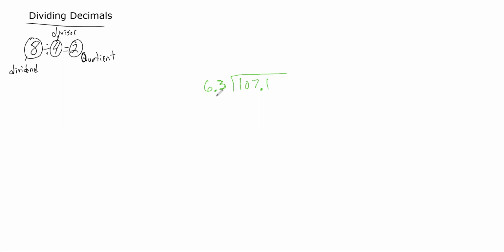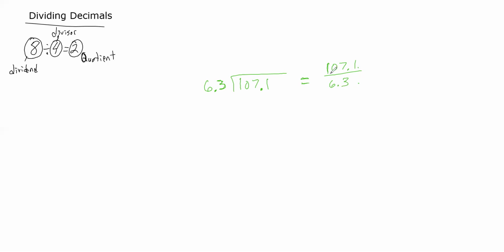So if we look at this, every division problem is a fraction. So this can be rewritten as 107.1 over 6.3. And you know that I can turn this number now into a whole number, not a decimal, by simply multiplying by multiples of 10. So anytime I work with a fraction and I multiply both the numerator and the denominator by multiples of 10, it's not going to change the value of the number.